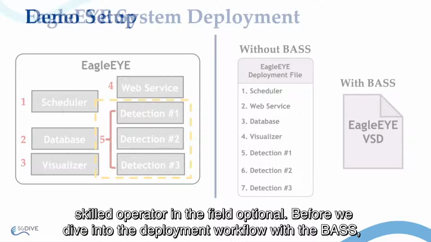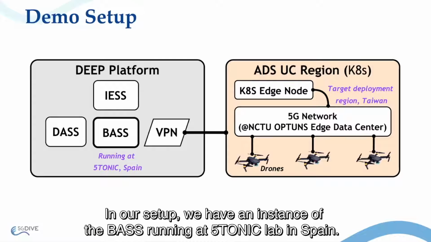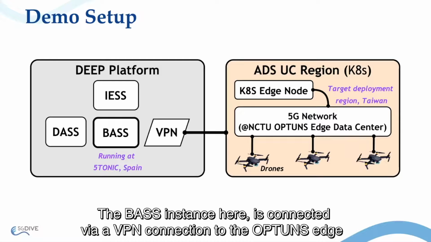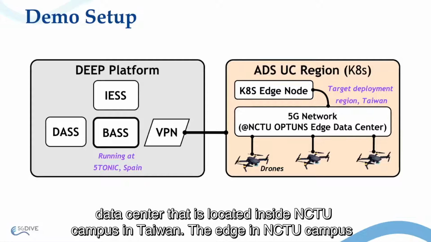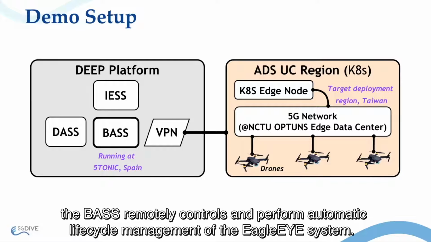Before we dive into the deployment workflow with the bus, we will first briefly describe the setup that we will be using. In our setup, we have an instance of the bus running at 5tonic Lab in Spain. The bus instance here is connected via a VPN connection to the Optun's Edge data center that is located inside NCTU campus in Taiwan. The Edge in NCTU campus will be the target deployment region of the Eagle Eye system for the ADS Pilot. Here, the bus remotely controls and performs automatic lifecycle management of the Eagle Eye system.